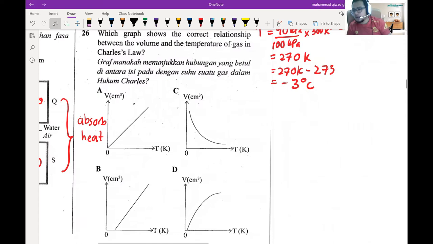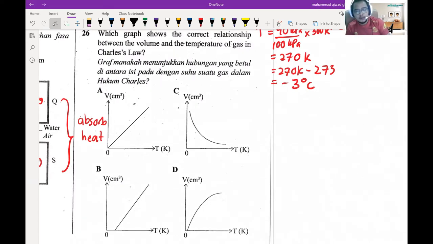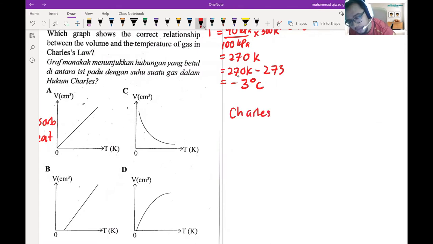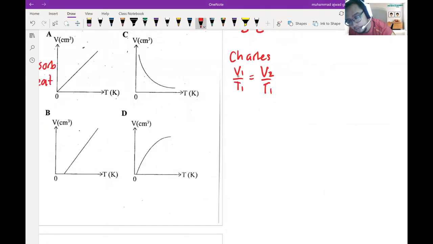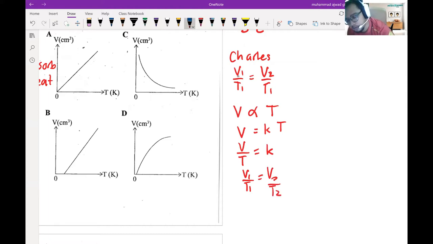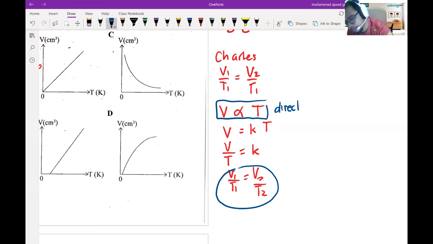So which graph shows a correct relationship between the volume and temperature of a Charles law? Okay. Charles law kata apa? Charles law tadi, cikgu dah tulis formula kat situ. Charles law, the formula is V over T, V over T. Okay, so basically relationship dia sebenarnya adalah volume directly proportional to temperature. And you learn in maths variation. So V equals to constant times temperature. Okay, so V over T equals to constant. Itu yang dapat V1 over T1, V2 over T2. Okay. So relationship is this. Okay ni ha, directly proportional.